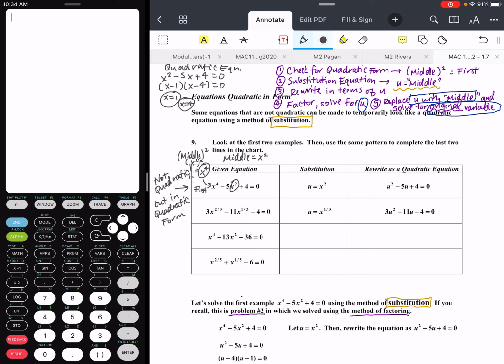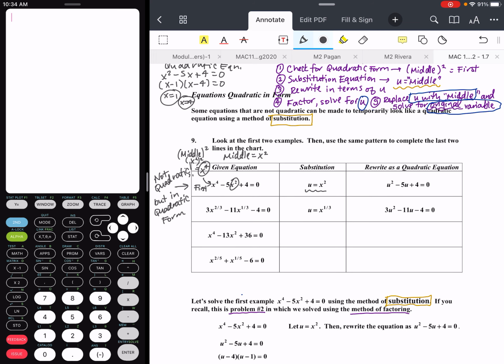So if you look at these steps up here that I wrote in purple, if we notice that we have an equation that potentially is quadratic in form, first I want you to check to make sure that the middle variable squared equals your first variable. That's your first step. Then the second step is we're going to write what I call the substitution equation. We're going to use the variable u. If you watch other videos, maybe they use a different variable, but u is pretty common. So u equals whatever that middle variable is. In this first example, u equals x squared, because x squared was that middle variable, right?